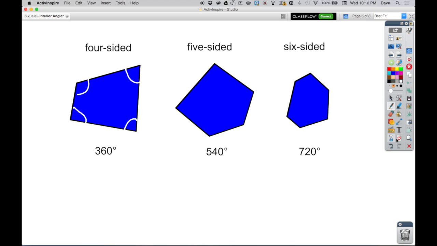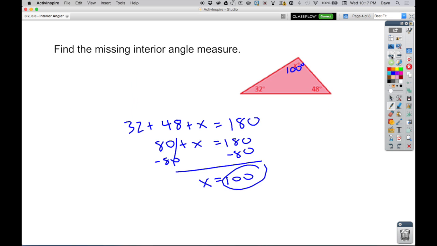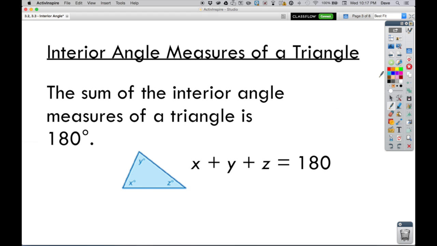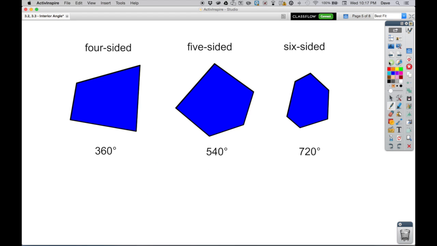But another way to look at this is to think of what we learned about triangles, that triangles always add up to 180 degrees. So other groups tackled it like this. They saw that I could take this quadrilateral and slice it from vertex to vertex right here, and get two triangles. So these three angles add up to 180, and then these three angles add up to 180. So it's basically just 180 plus 180, which got us the 360.